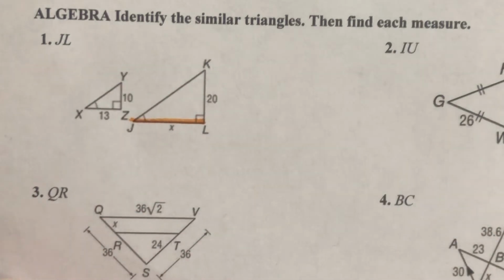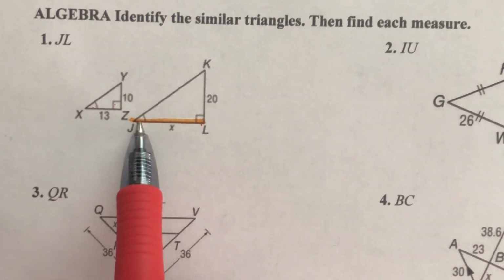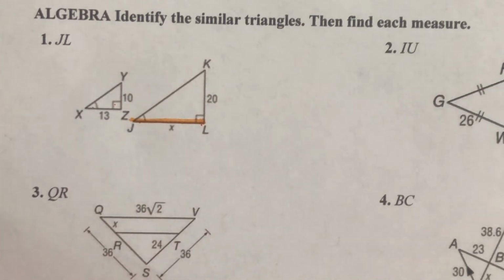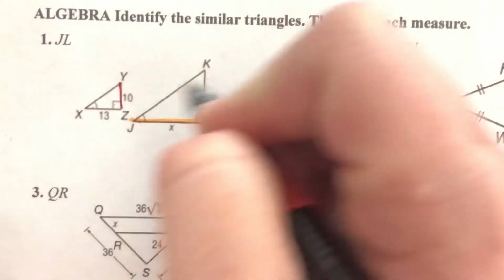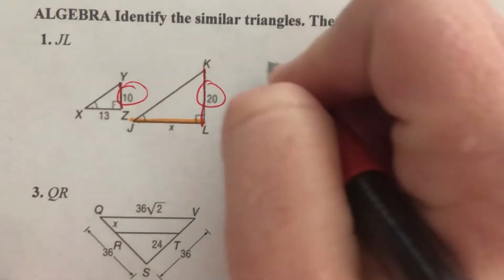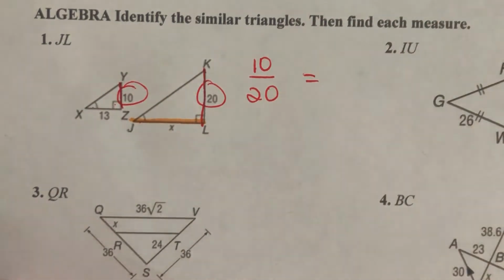I know in these two triangles that they are similar because of the AA similarity rule. This is 90, this is 90, and this angle is marked congruent to this angle. And if two triangles have two congruent angles, that means they're similar, right? Because the third angle automatically has to be the same as well. So I'm going to compare these two sides. They're corresponding, so 10 and 20. 10 over 20. And that should be the same thing as 13 over x.